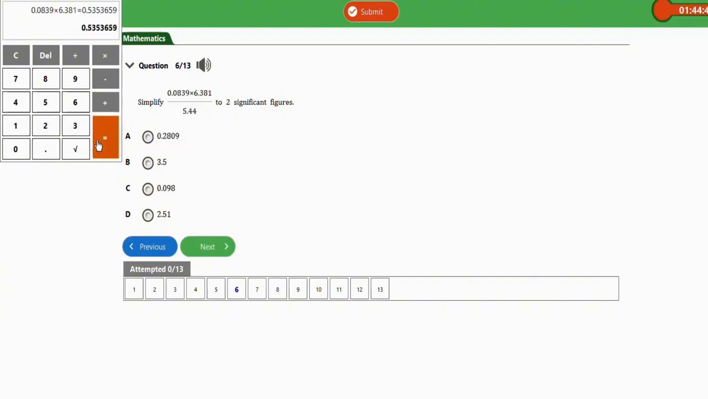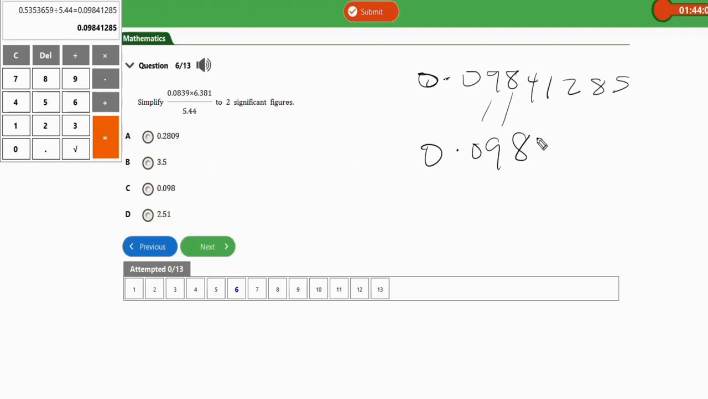So what's the output? We have it to be this. So you divide it by what we have at the denominator, 5.44. So check the output. We have it to be this. So you write it down. So we have 0.09841285 to 2 significant figures. This one is significant, this one is significant. So this 4 after 8, which is the third value, is not up to 5. So basically the answer to this question will be 0.098. Okay, so the correct option is option C. Okay, so let's wipe this and solve the next question.